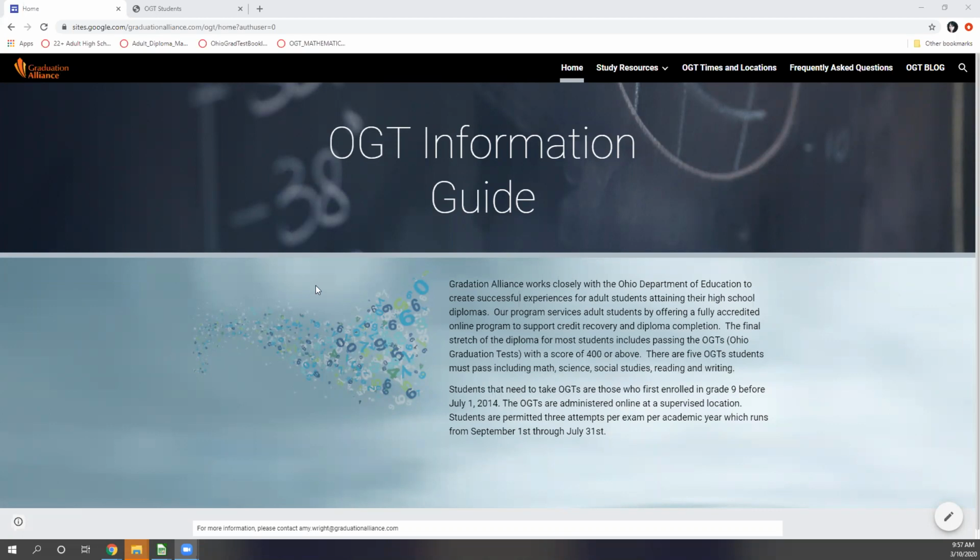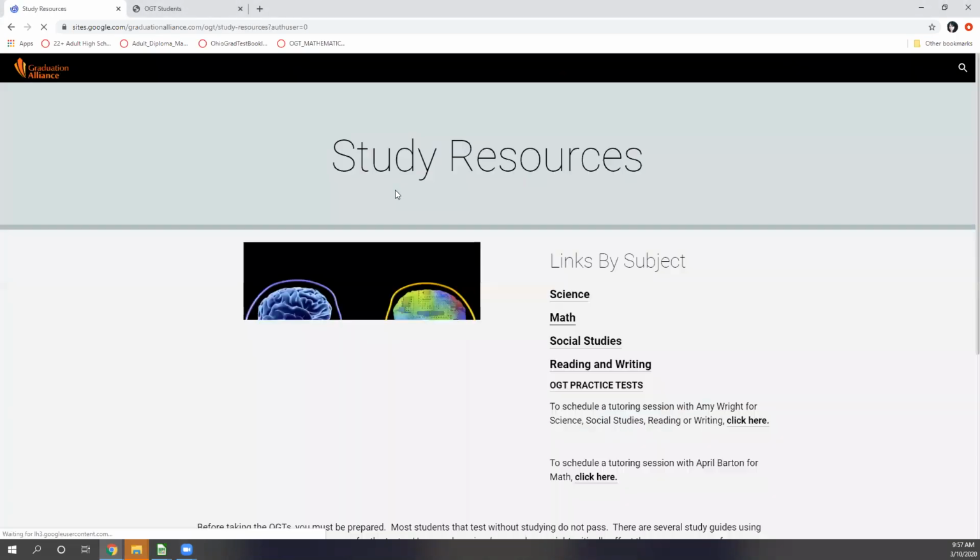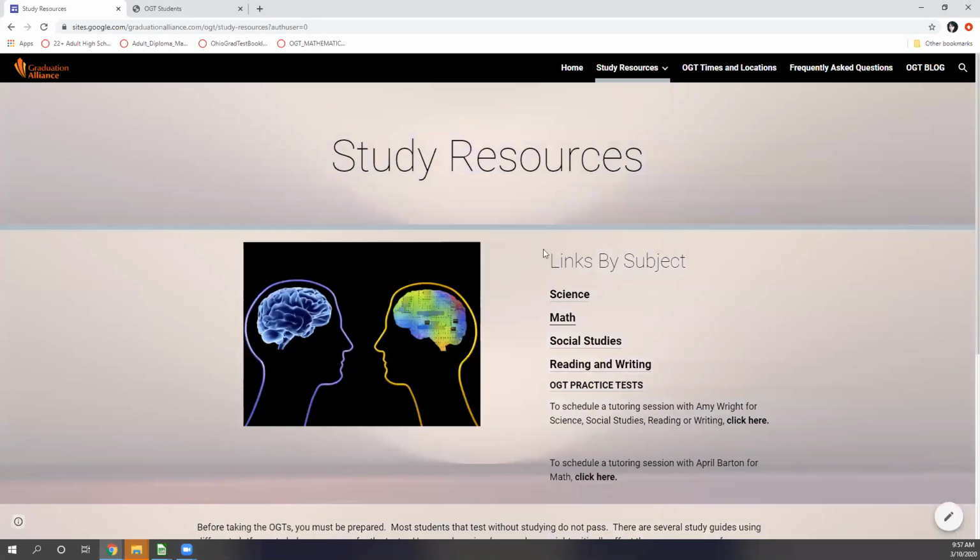So, I've taken you here to the OGT information guide. This web page has a lot of resources on it to help you study. I'm going to show you around for a second just so you know how to navigate it. And then we're going to go into some practice tests. I'm going to show you some tricks on how to get past questions and how to find clues that are embedded within the questions to help you answer whatever you're doing.